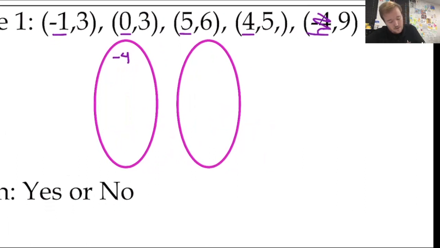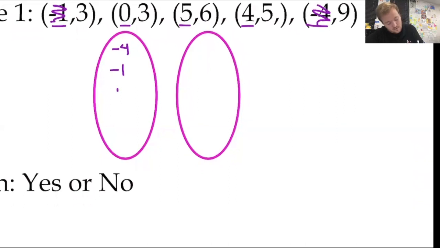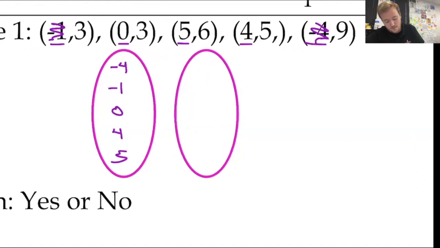So my next value is -1. So I'm going to write that, done. Then I have 0, 4, and 5. Okay, so those are done. So I'm going to get rid of all that so I can see my values.